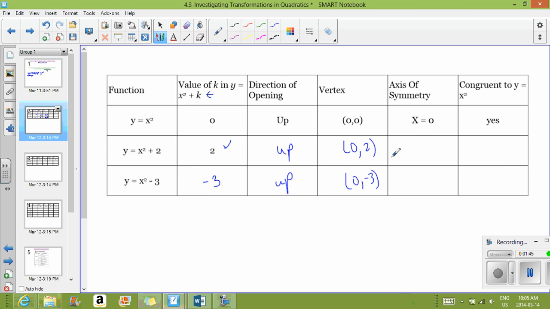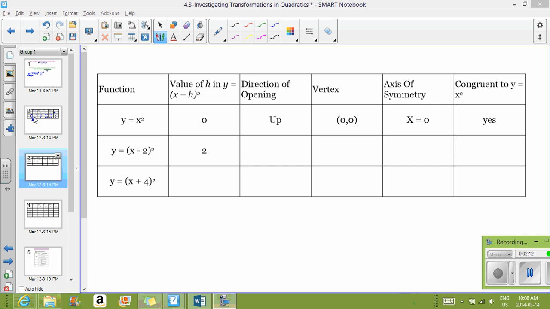Our axis of symmetry, again, is the x part of our vertex. It remained the same. And is it congruent to this shape? That means it's the same shape. It did not get wider or skinnier, so that will be yes to all of them. So what did you notice this value did? This value added onto the end moves it up or down. So that's the transformation of the k value.